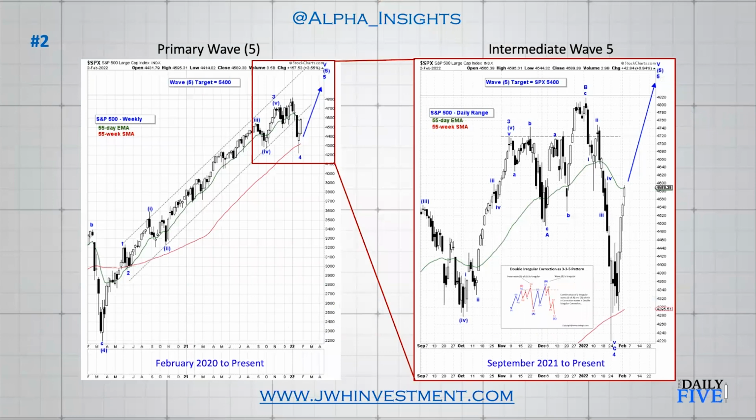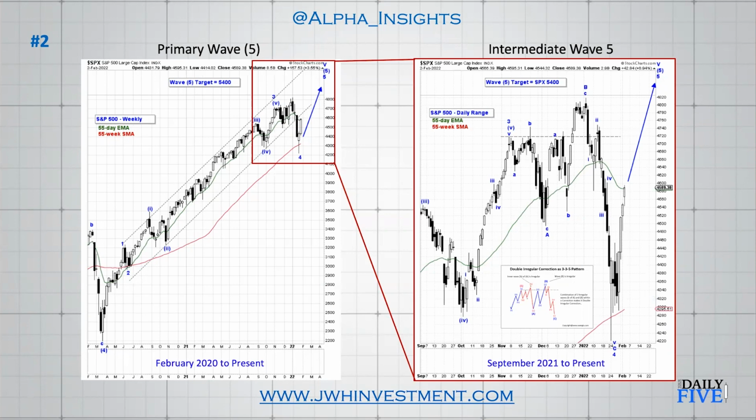to take a different look at how to analyze the market. Now, we've shown our Elliott wave analysis over the past, and we look at it from an intermediate term and a short-term perspective. On the left side of this chart is what we're defining as primary wave 5. This is an intermediate term look, a weekly chart dating back to the lows of March 2020.